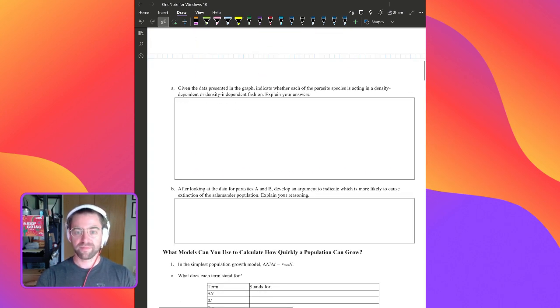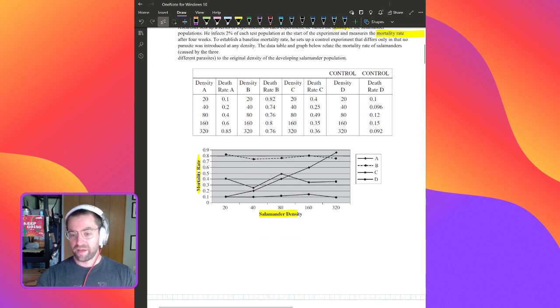What's our first question? Given the data presented in the graph, indicate whether each of the parasite species is acting in a density-dependent or density-independent fashion, and explain your answers. And we had how many parasites? We had A through D, and let's orient ourselves to this chart again. So we have, looks like parasite A, B, C, and D was our control group. So the solid line with the round spots appears to be this one here at the bottom. So that's if no parasites are introduced.